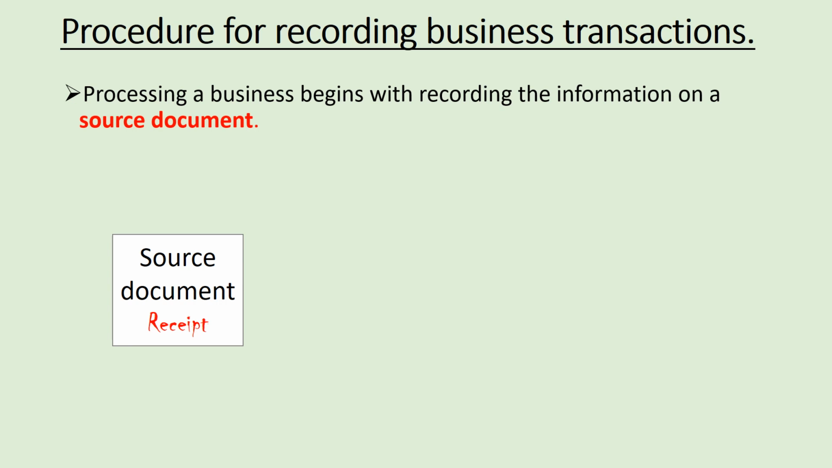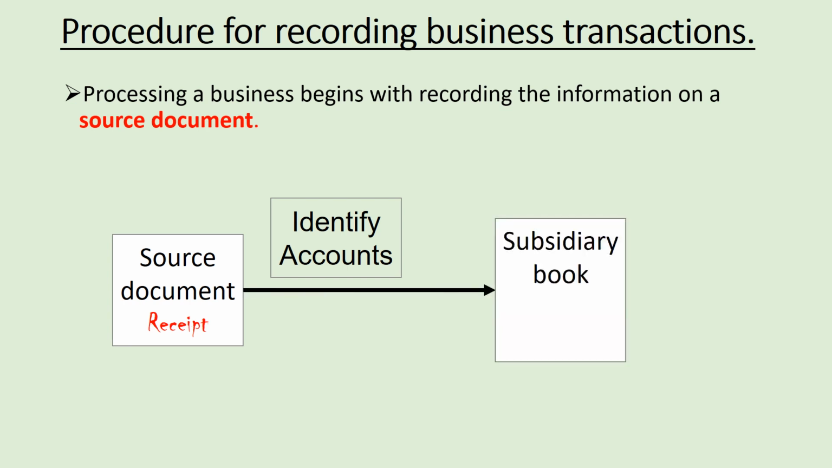What accounts are involved in the transaction? That's the next job, identify accounts. Once you identify the accounts, then the information pertaining to this transaction is supposed to be recorded in their specific accounts, which are found in what are called subsidiary books. In these subsidiary books we have the various accounts pertaining to this transaction, and that is where the information is going to be recorded.